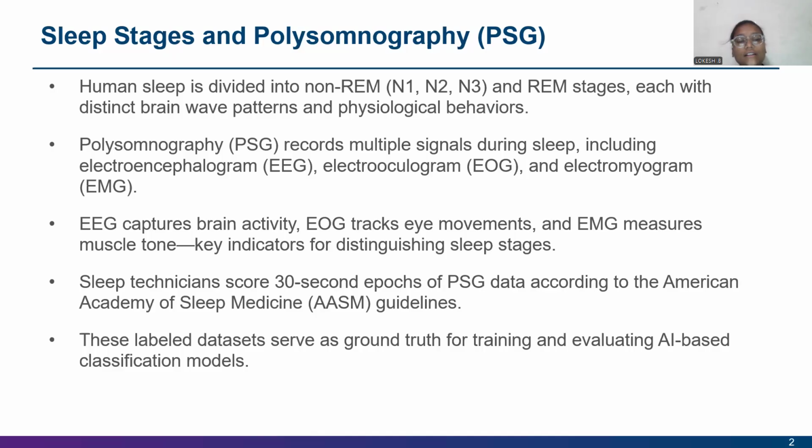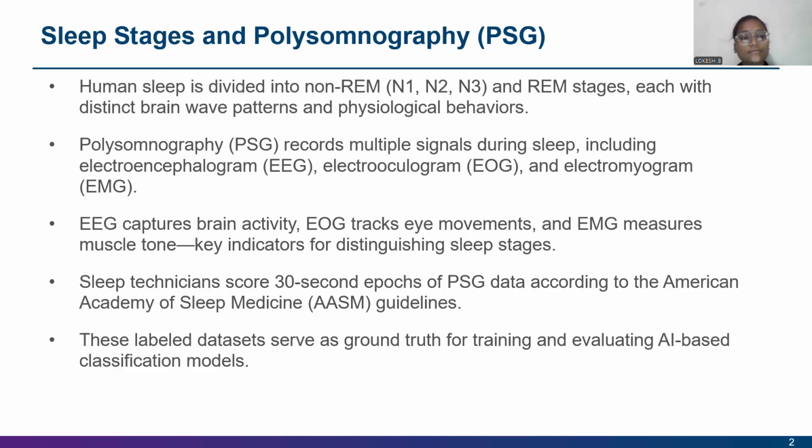Human sleep is divided into non-REM and REM stages, using PSG, EEG, EOG, and the EMG. The EEG captures brain activity, the EOG tracks eye movements, the EMG measures the muscle tone, indicators for distinguishing sleep stages. The sleep technicians score 30 second epochs of PSG data according to the American Academy of Sleep Medicine, the AASM. So these are the sleep stages and polysomnography.